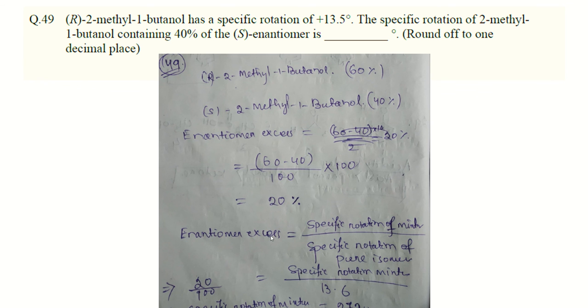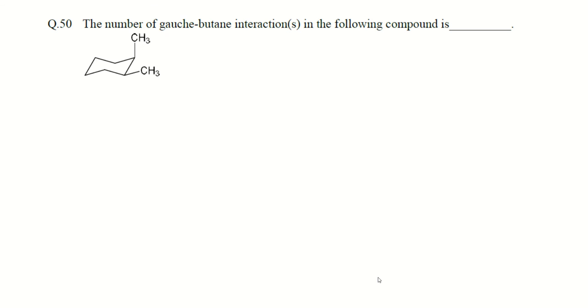Enantiomeric excess also has another formula, using the specific rotation of the mixture and the specific rotation of the pure isomer. Here the enantiomeric excess is already 20%, so 20 divided by 100 equals the specific rotation of the mixture divided by 13.6. Here it is already given that the specific rotation of the pure isomer is 13.6. So from this you will get the specific rotation of the mixture.